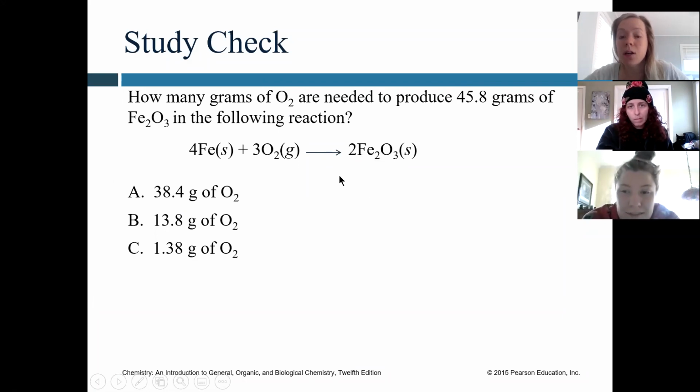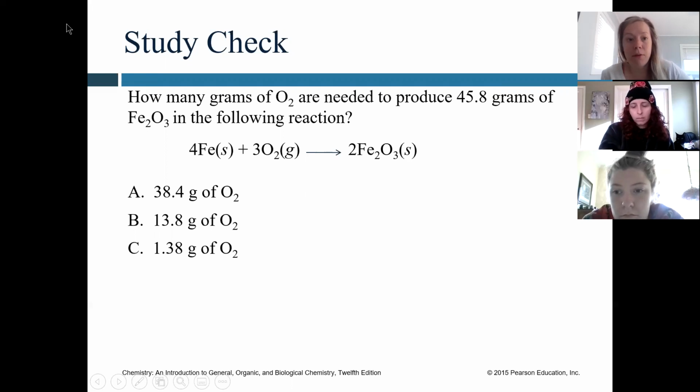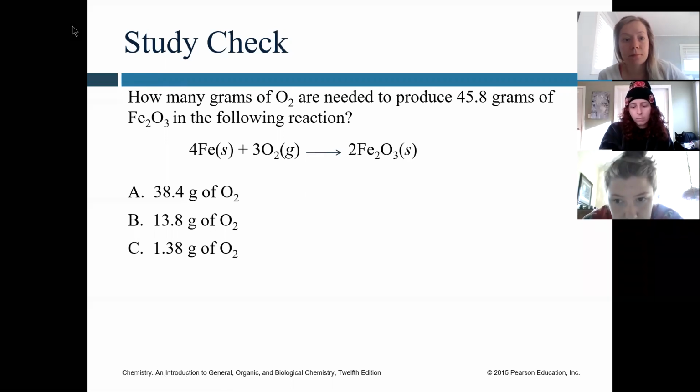So in the beginning here, you might want to start with a flow chart and then fill it in and then solve. I'll give you about 4 minutes to do that one.